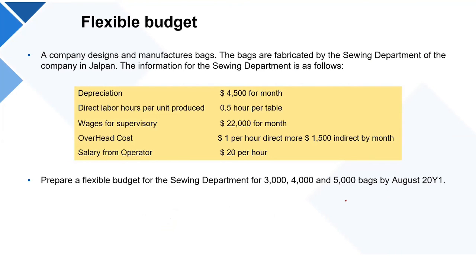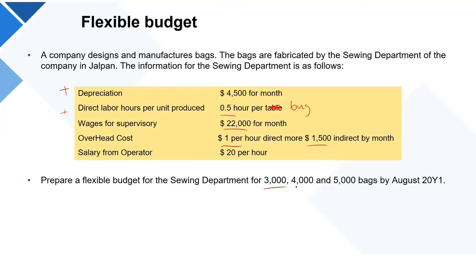Let's see another example. Let's think of a company that manufactures bags. You have the depreciation cost, you have the labor costs, 1 per bag. This is per bag, I'm sorry. You have wages and supervisory, that is 22,000 pesos a month. Then you have 1 hour per bag plus 1,500 per bag. I'm sorry, I've been speaking too long. Okay, so that's the information.